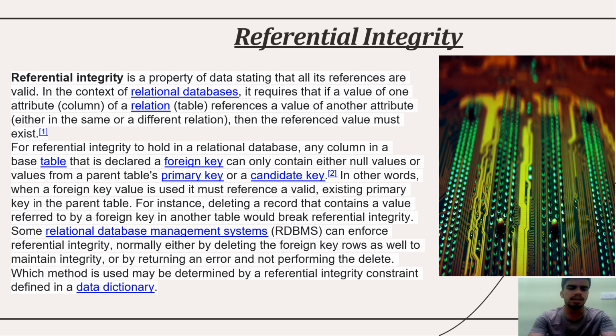In other words, when a relation's foreign key value is used, it must reference a valid existing primary key in a parent table. For instance, deleting a record that contains a value referenced by a foreign key in another table would break the referential integrity. Some relational database management systems, or DBMS, can ensure referential integrity normally either by deleting the foreign key rows as well to maintain integrity, or by returning an error and not performing the delete. Which method is used may be determined by a referential integrity constraint defined in a data dictionary.